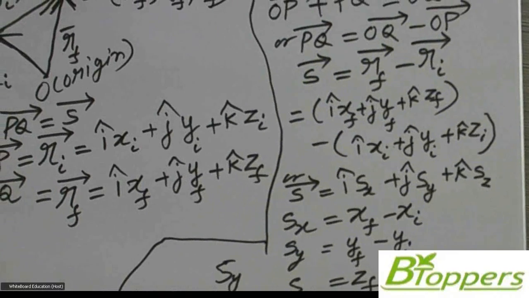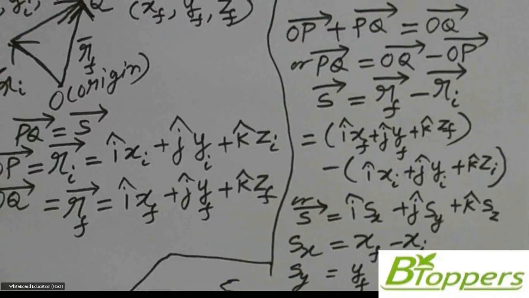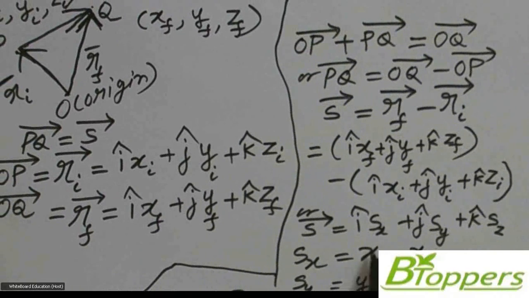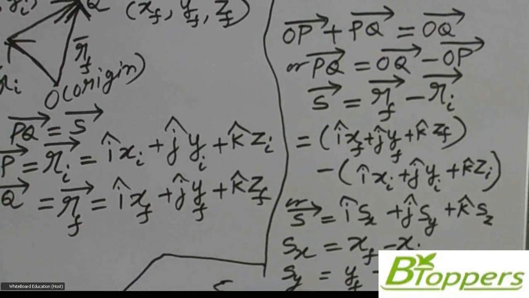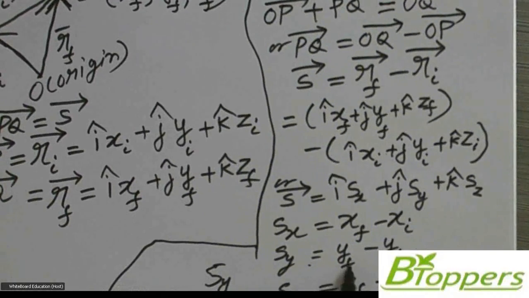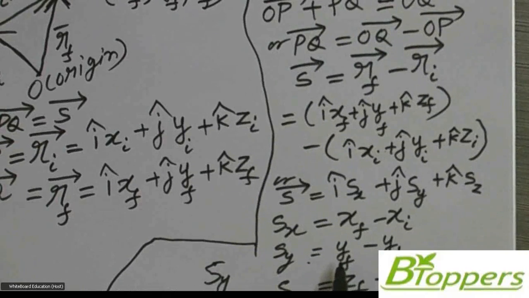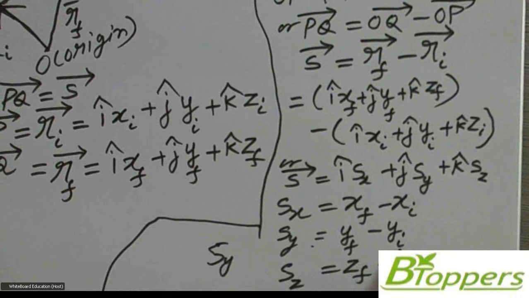So displacement of the particle in vector form can be written as S bar equal to i cap into Sx plus j cap into Sy plus k cap into Sz. The x component of the displacement denoted by Sx can be written as x coordinate in the final position minus x coordinate in the initial position. The y component of the displacement of the particle is equal to the y coordinate in the final position minus the y coordinate in the initial position. Sz represents the z component of the displacement of the particle, that you can write as z coordinate in the final position minus z coordinate at the initial position.